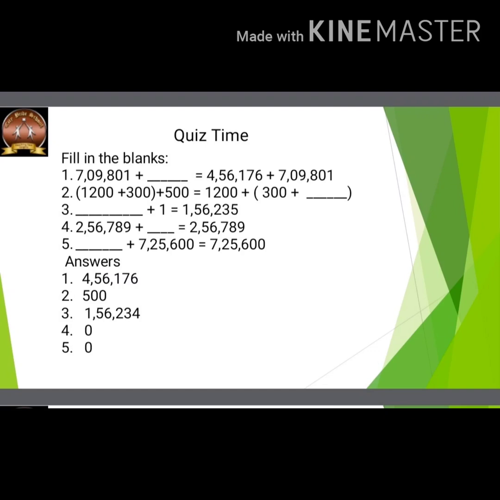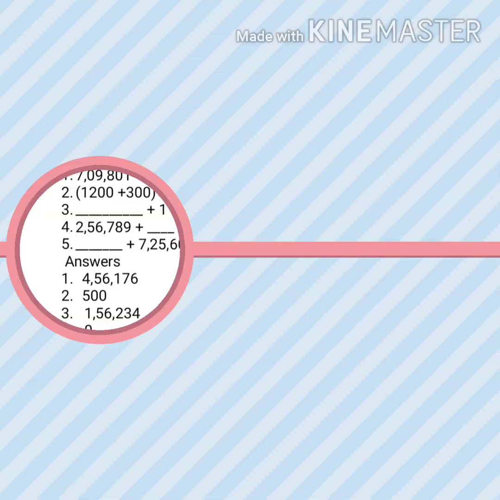The fourth one, 2,56,789 plus what will give you 2,56,789? I hope we can see the same number to the left as well as to the right. That means it has to be 0. The fifth one, dash plus 725,600 is equal to 725,600. The same situation as it was for the fourth one. So again here the answer is 0. I hope you all have enjoyed the quiz time.